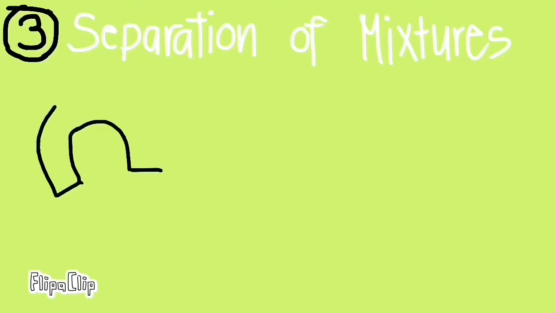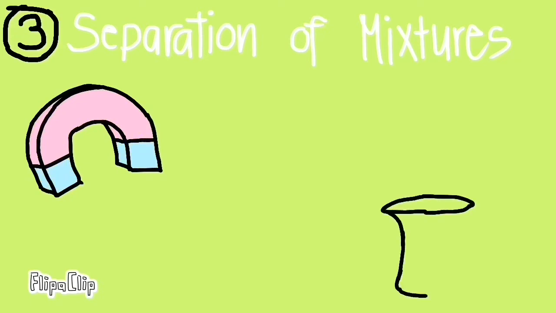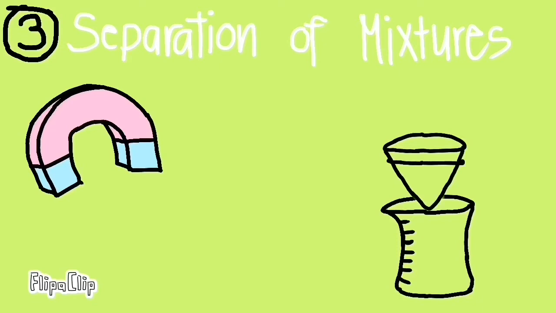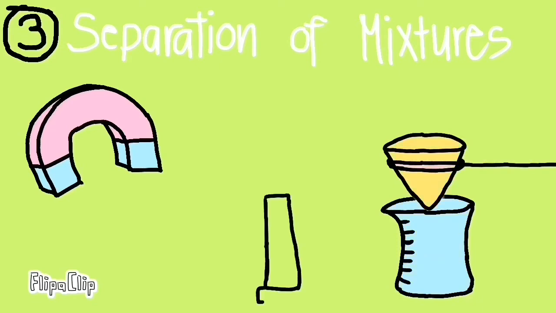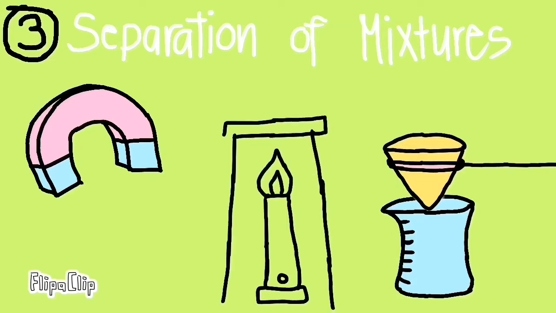Third is the separation of mixtures. Components in a mixture retain their own properties. They can be separated by the different properties of each substance. Methods of separation include magnetism, filtration, evaporation, distillation, chromatography, crystallization, and manual separation.